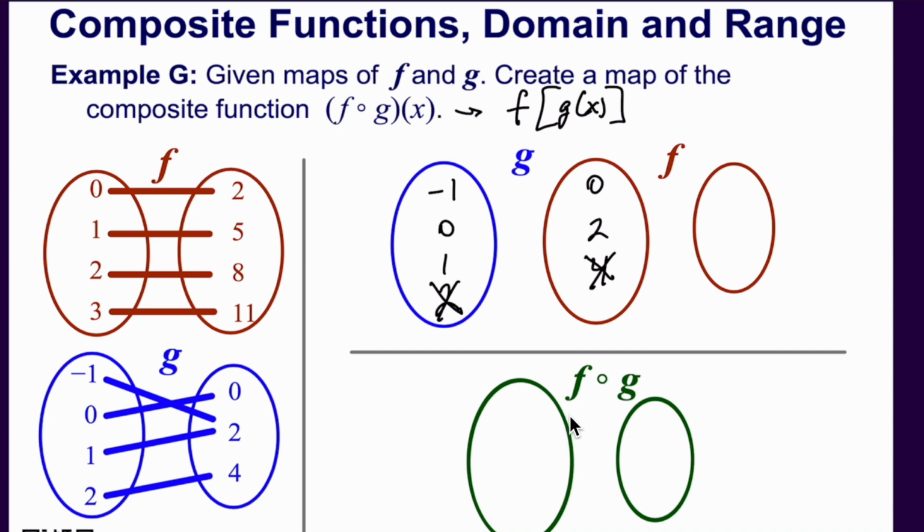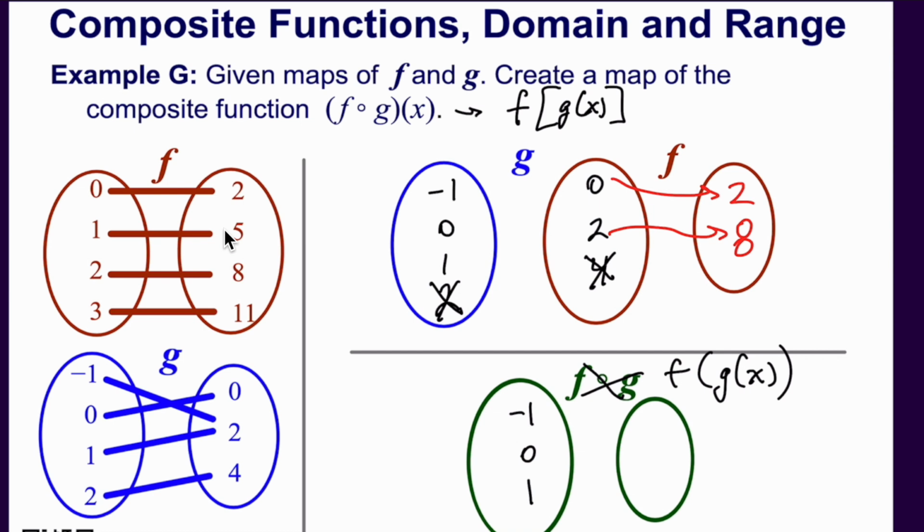So now, if I rewrite this as f of g of x, the final domain of the composite function is just going to be these 3 inputs. Okay, now let's look at the final output of the composite function. Well, these are the only inputs that are going into f. So if we input 0, we're going to get 2. And if we input 2, we are going to get 8. So folks, these are the final outputs of the composite function.